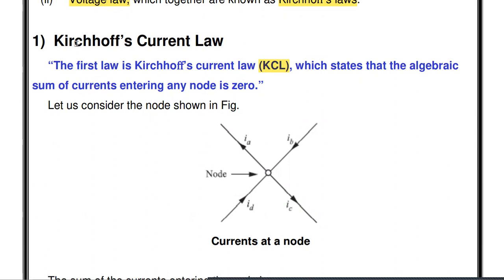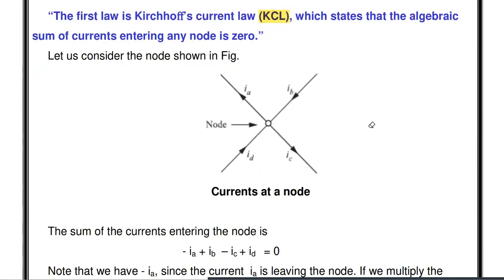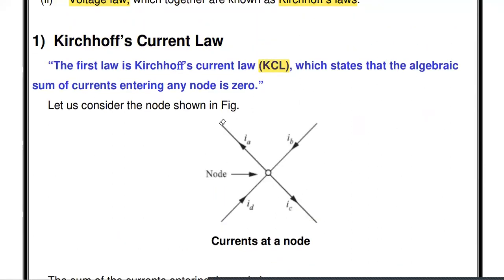First, Kirchhoff's current law. As the name itself says, it is fully based on current. In this law, we are going to write the equation in terms of currents. What does Kirchhoff's current law mean? It can be applied to a node, or junction. What is meant by a node?